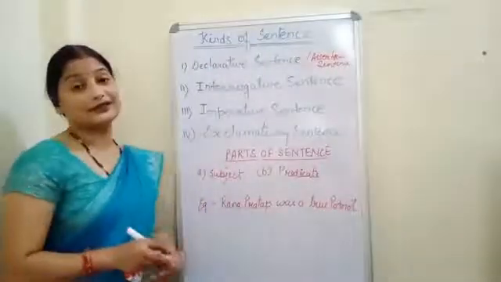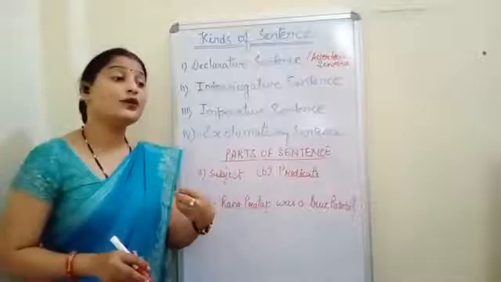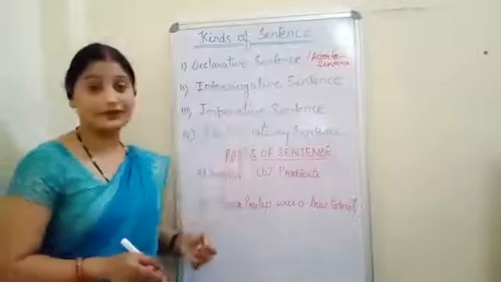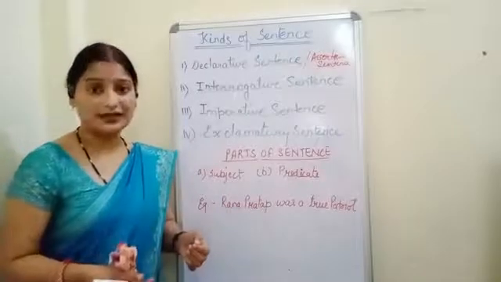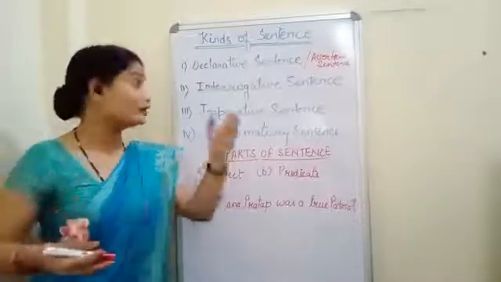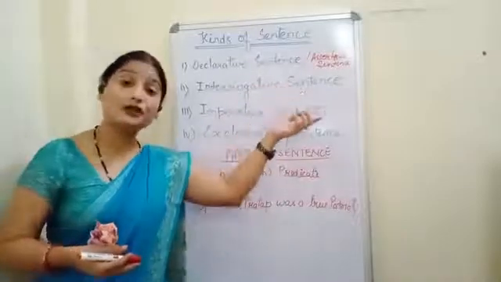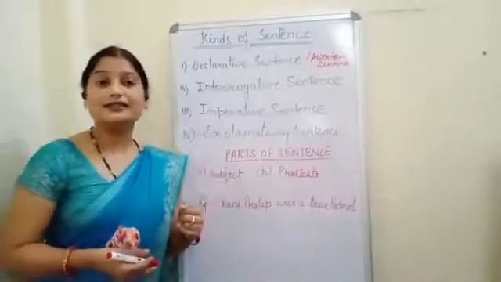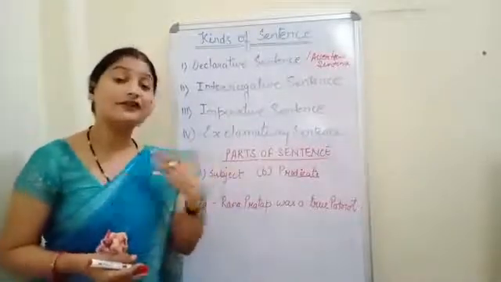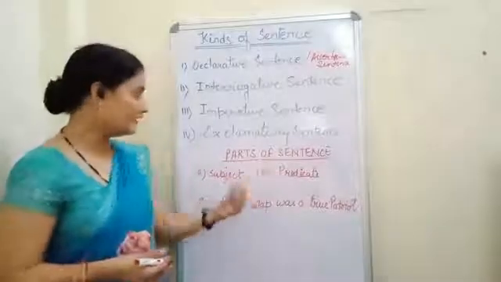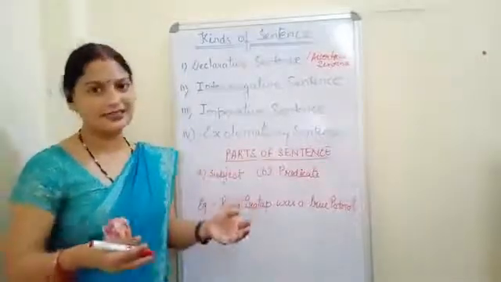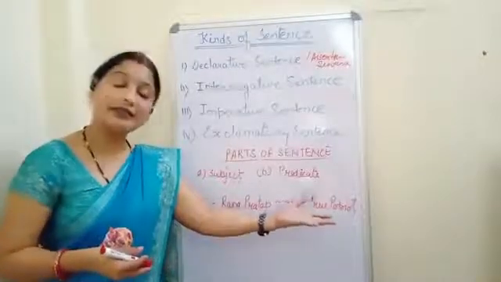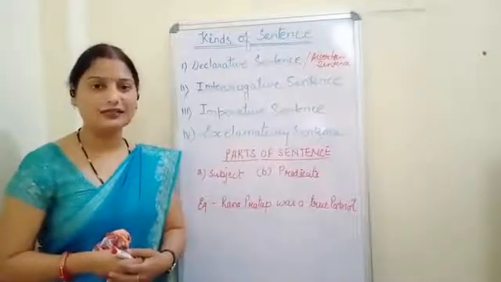Second is the interrogative sentence. The sentence in which we ask some questions. Okay? That is called the interrogative sentence. If we ask something, that will have a question mark. These interrogative sentences end with a question mark. Third is the imperative sentence. In this sentence, either we request or we give a command. And then the exclamatory sentence. A type of sentence which ends with an exclamation mark is called the exclamatory sentence.